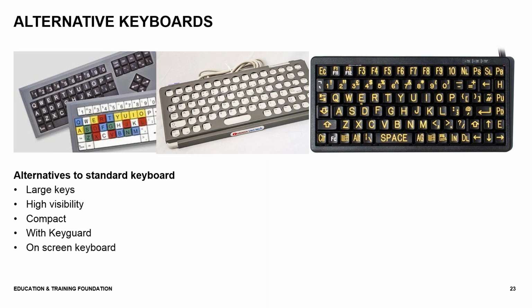Visually as well, you might want a keyboard like the one on the right, which is a standard size, but it is a high visibility keyboard. The letters are bright yellow and they're a lot larger.